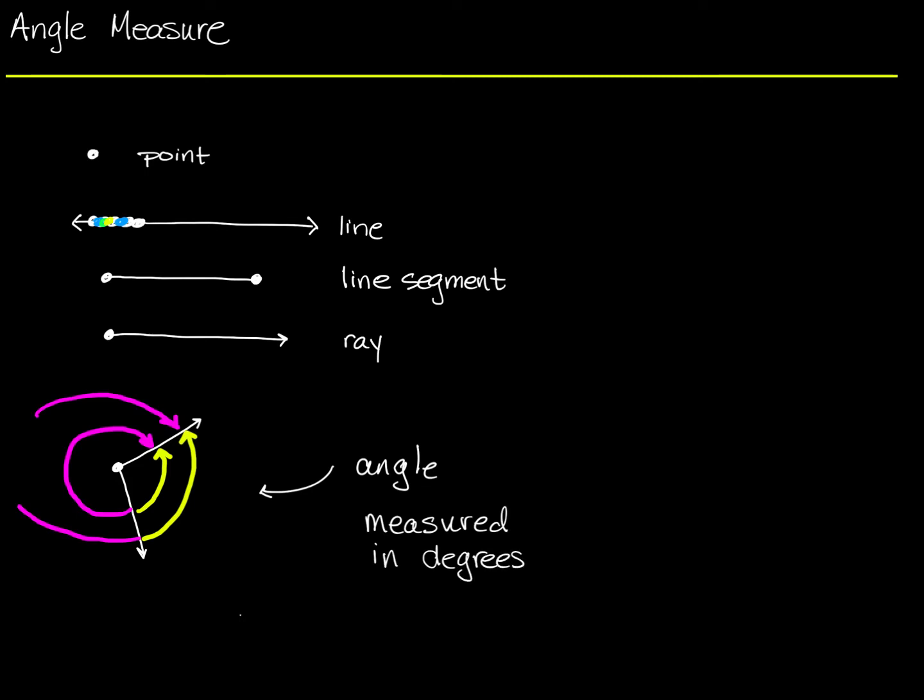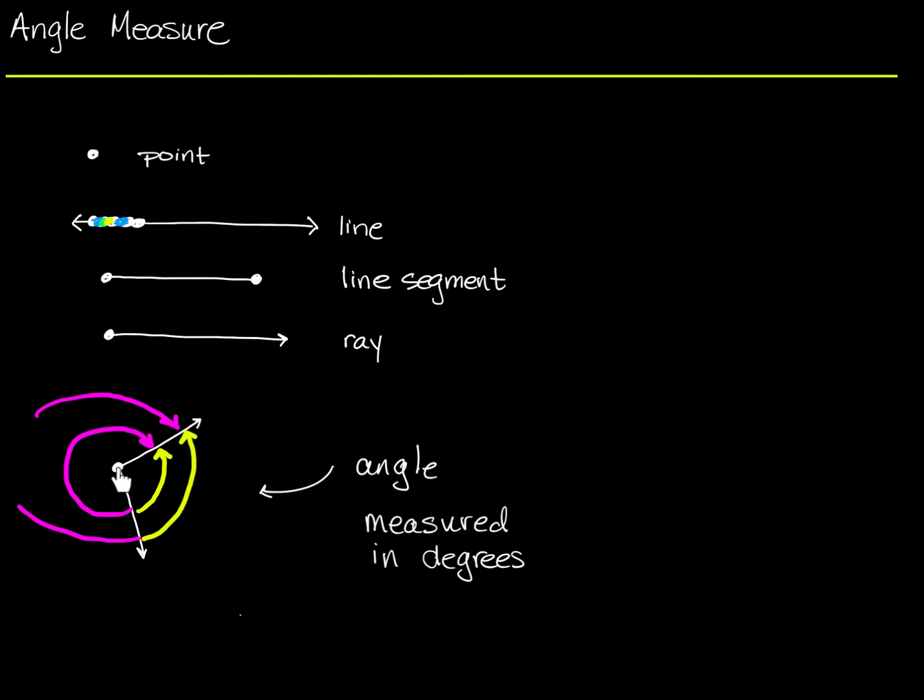That's the unit that we use to measure angles. Okay, this number of degrees is the same as this number of degrees. It's how many rotations you have to make to get from this ray to this ray.